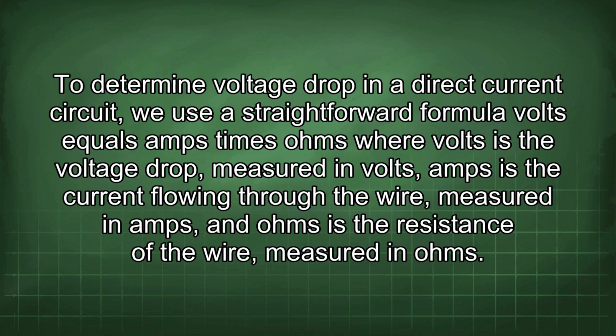To determine voltage drop in a direct current circuit, we use a straightforward formula: volts equals amps times ohms, where volts is the voltage drop, measured in volts, amps is the current flowing through the wire, measured in amps, and ohms is the resistance of the wire, measured in ohms.